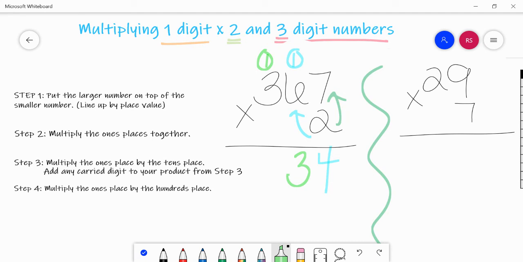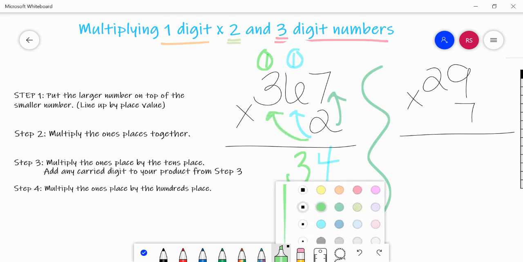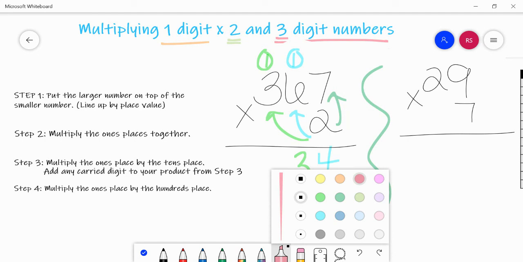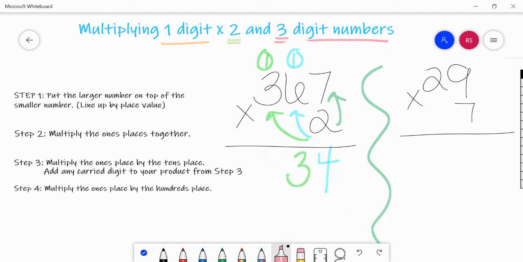Now, last but not least, I need to do step 4, which is multiplying my 2 by my hundreds place. So 2 times 3 I know is 6, but I have to add that one more that I carried. So 6 plus 1 more is equal to 7. So the product you should have got for the first one is 734. Give yourself a pat on the back or kiss your brain if you got that correct. And if you didn't get it correct, I encourage you to go back and see where your mistake was, okay?